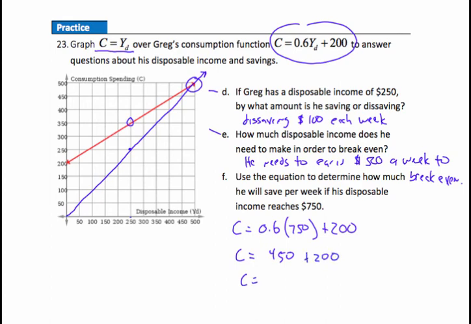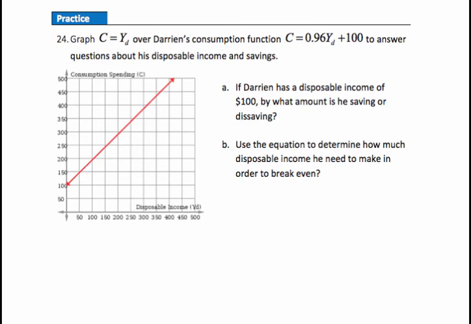So his consumption there is going to be $650. Okay, so his consumption is $650, but he's earning $750. So he's going to save, looks like, $100 a week if he earns this $750. All right, pause your video player again and answer practice question 24. When you're done, hit play to see how you did.